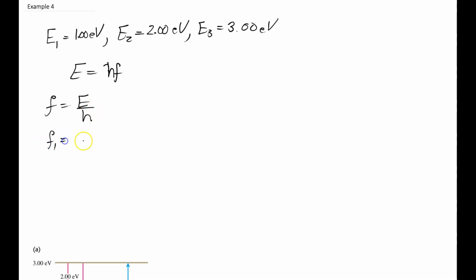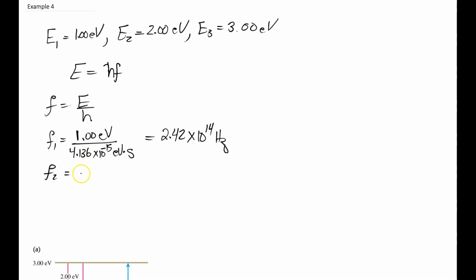So we can say that f1 equals the energy, which is 1.00 electron volts, over h, which is 4.136 times 10 to the minus 15 electron volt second, which gives us 2.42 times 10 to the 14th hertz. f2 would equal the same thing, with 2 electron volts over 4.136 times 10 to the minus 15 electron volt seconds, which will give us 4.84 times 10 to the 14th hertz.